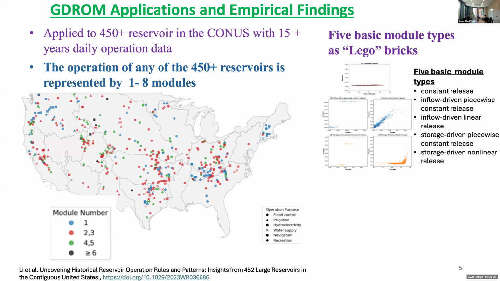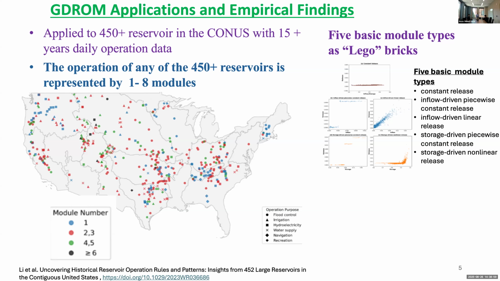And further on, we find out all these modules fall into 5 basic types. As I showed in this diagram, we have a constant release, just simple constant release. We have piecewise constant release with inflow, and piecewise constant release with storage. And the linear relationship, where release increases linearly with inflow. That's understandable, especially in high flow season. And the last one shows a nonlinear relationship, how the release changes with the storage.